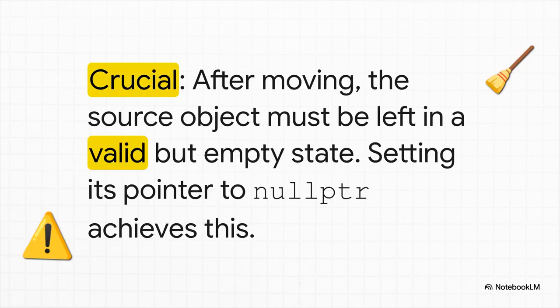Step 2 is just as important, though. This is all about cleaning up the crime scene. We have to set the temporary object's pointer to nullptr. And this is absolutely vital, because it stops the temporary object's destructor, which is about to be called, from deleting the very memory that we've just stolen and now rightfully own.